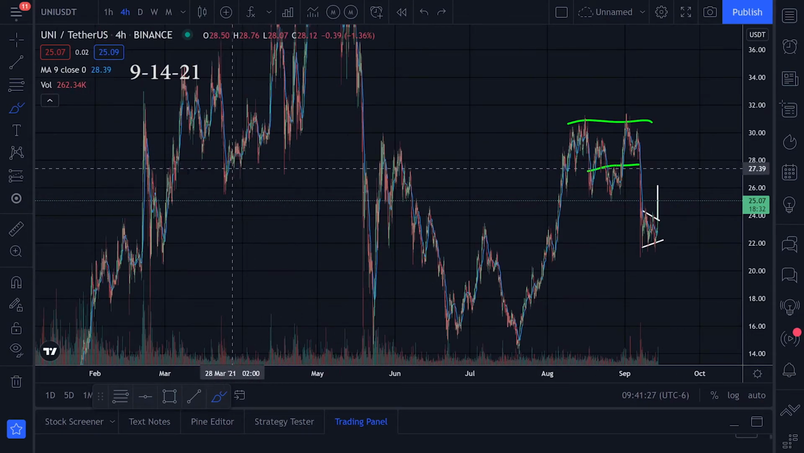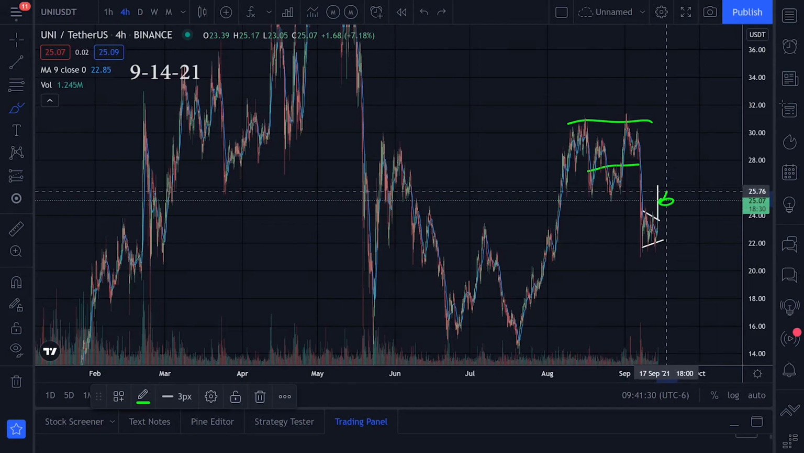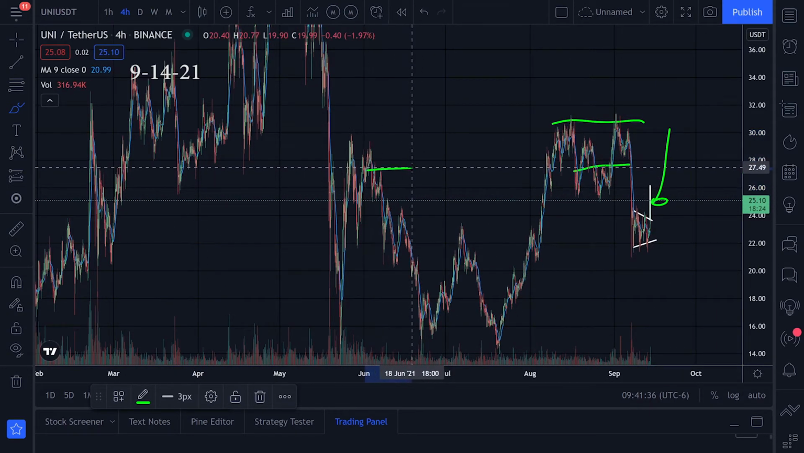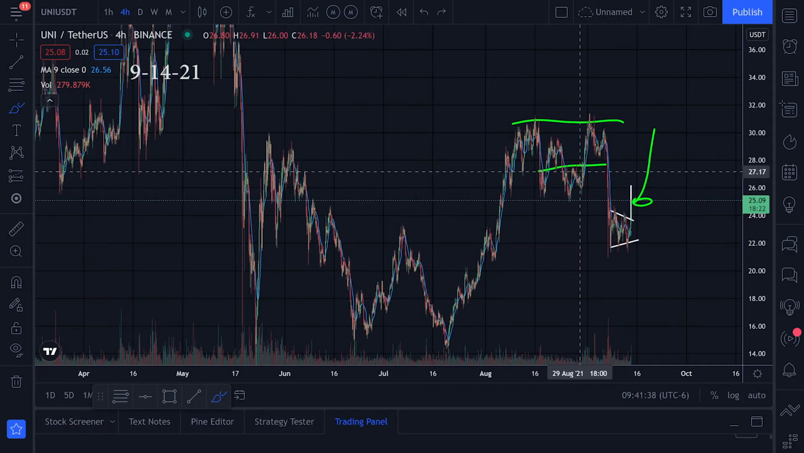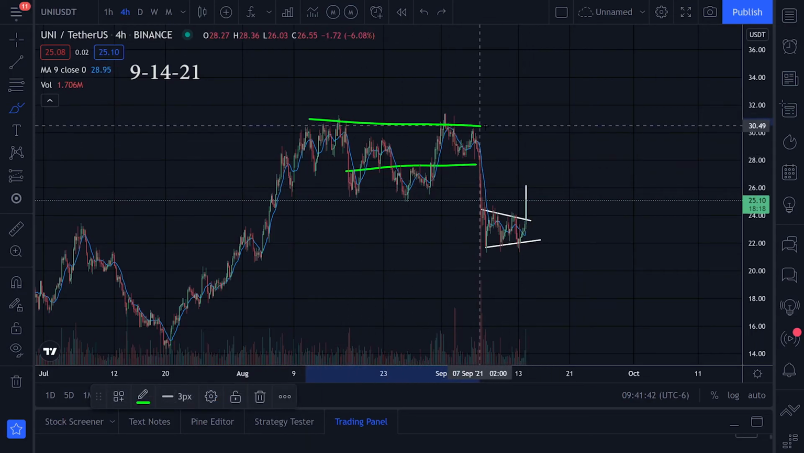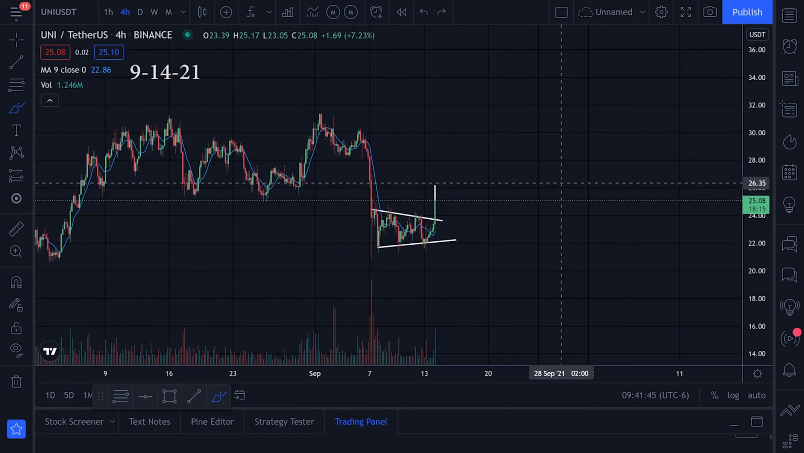But yeah, I don't see a lot of resistance from right here to right here is what I'm thinking in general. Maybe a little bit right here, but not much. So yeah, I'm thinking if we could keep the momentum going, we're going to be heading up to maybe around 30.